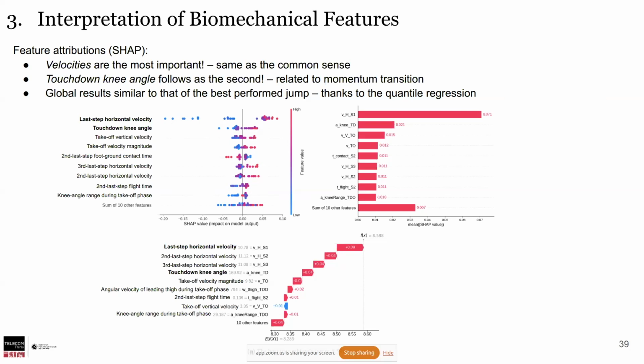And we also looked at instance level performance of the analysis. We focused on the best performance, and we see that still the last step horizontal velocity is the most important feature, and the touchdown knee angle follows the other velocities.